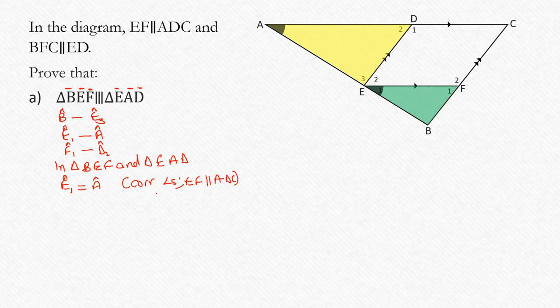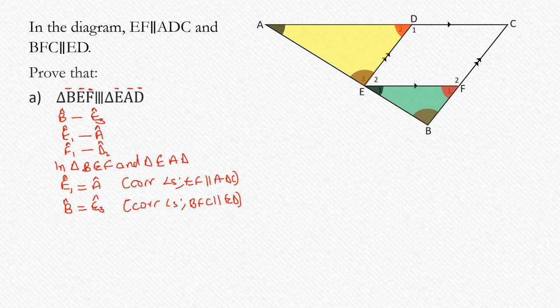And then we go to B. What about B? Angle B is equal to angle E3, isn't it? Why? They are corresponding angles, if you check, since BFC is parallel to ED. Even if you just say BC is parallel to ED, it is fine. And then we have our third pair.